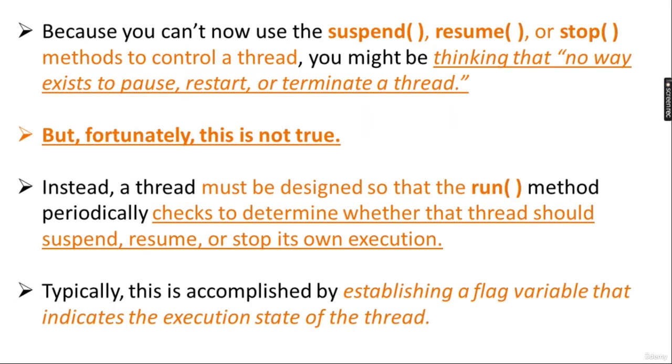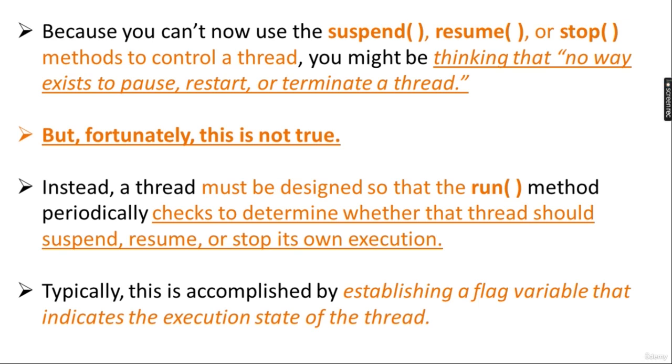Because you can't now use suspend, resume or stop methods to control a thread, you might be thinking that no way exists to pause, restart or terminate a thread. Okay, you may be thinking that there is no option available, but fortunately, this is not true. Instead, a thread must be designed so that the run method periodically checks to determine whether that thread should suspend, resume or stop its own execution. Typically, this is accomplished by establishing a flag variable that indicates the execution state of the thread.